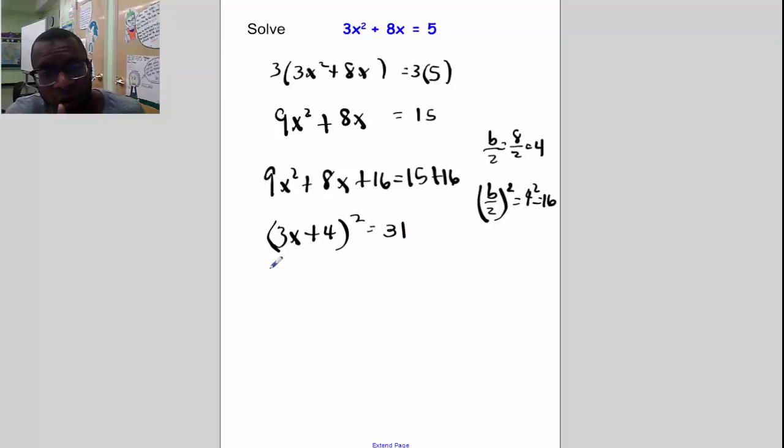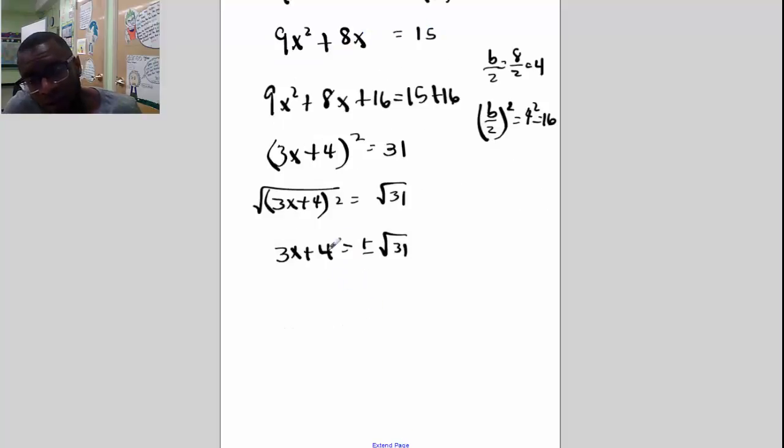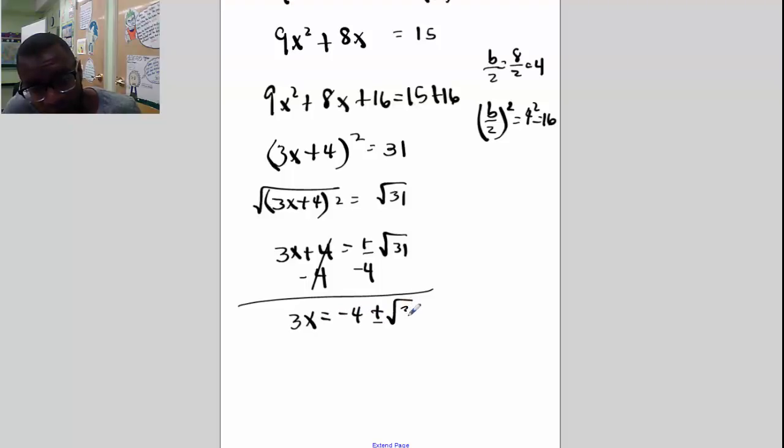And now I'm going to solve using square root. So when I take the square root of both sides, I get 3x plus 4 is going to be equal to plus or minus radical 31. Okay, and now I want to isolate x. So the first thing I'm going to do is I'm going to subtract 4 from both sides. So I get 3x is equal to -4 plus or minus radical 31.